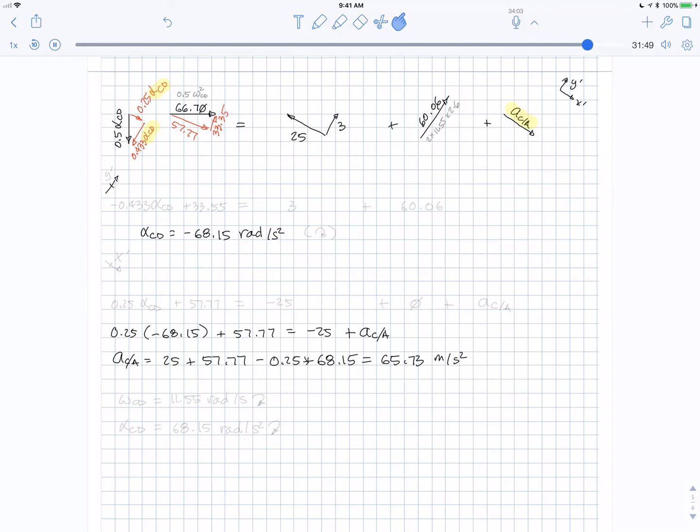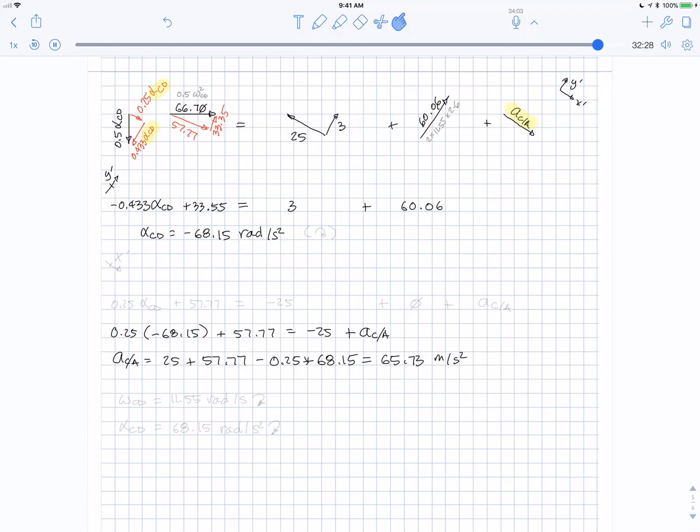Okay, so I'm going to do the y prime and up and to the right as positive. So anything in that direction. So we have going down to the left, so negative 0.433 alpha CD. This one is going up and to the right, plus 33.55 equals 3 up and to the right, plus 60.06 up and to the right, and let me solve for alpha CD and come back.